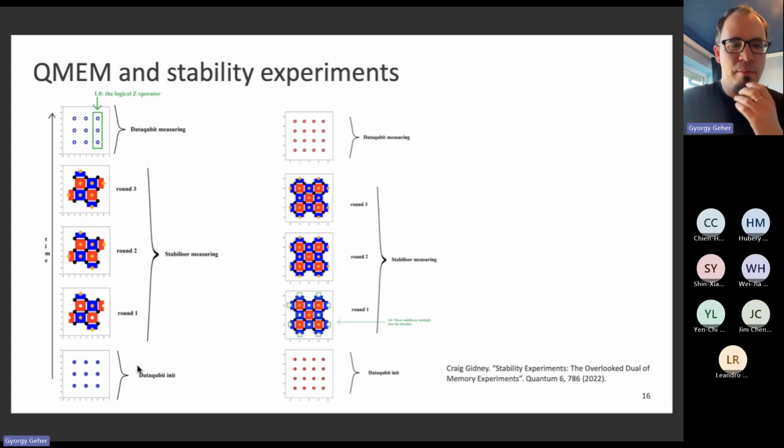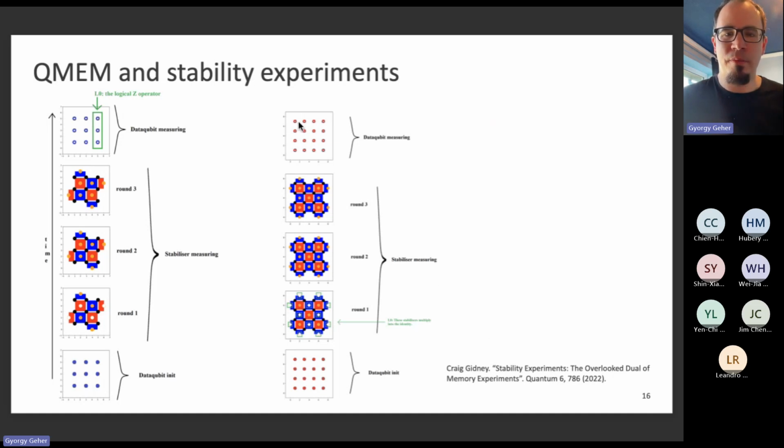The X memory would be similar, but we initialize data qubits in X basis and measure in the end in X basis, and we would combine the bottom 3 outcomes into the logical X observable. So this is standard quantum memory, and there is another sort of dual of the quantum memory experiment, which Craig Gidney calls the stability experiment.